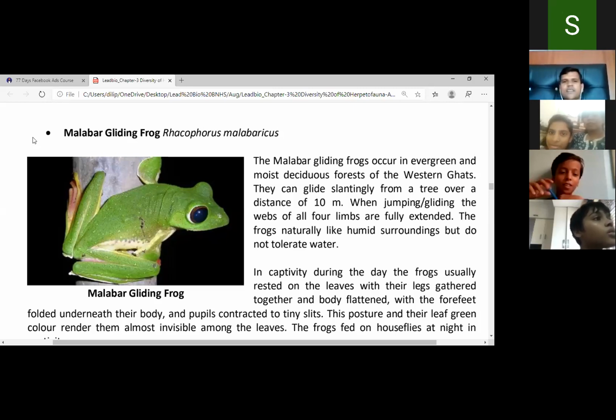So take this as homework. The Britishers named it. No, there is a very big story about geography about Malabar. Malabar has to do with geography and the place. So find out, this is your homework. What does Malabar mean?